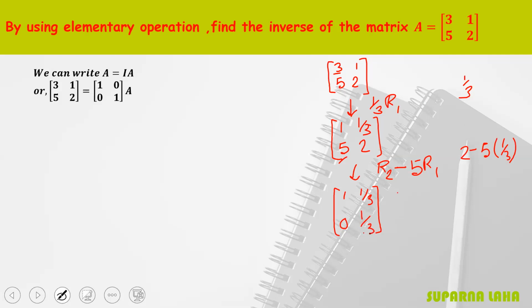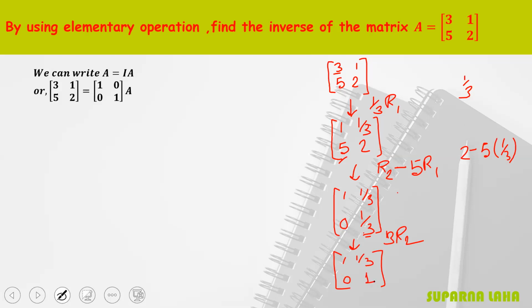Now I have to make this element 1, this 1/3. That means we have to multiply the second row with 3. So make R2 into 3 R2. So that will be 1, 1/3. So this will be 0 and this will be 1.